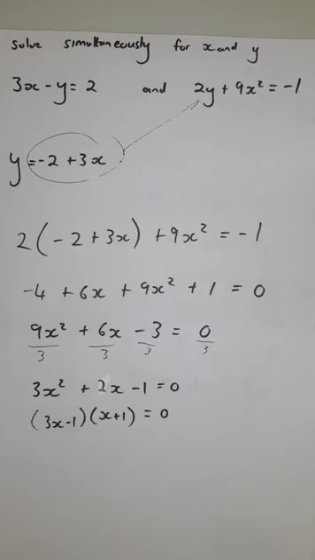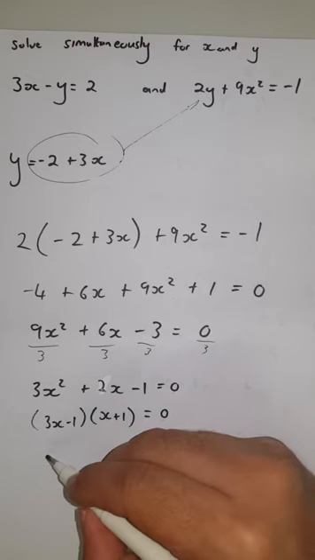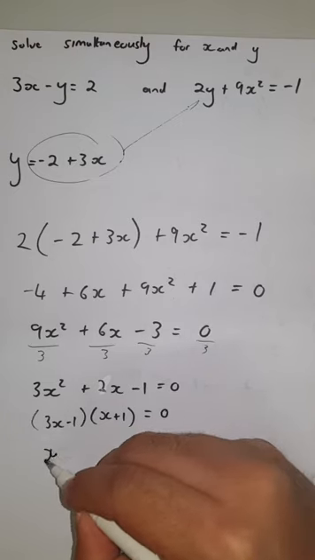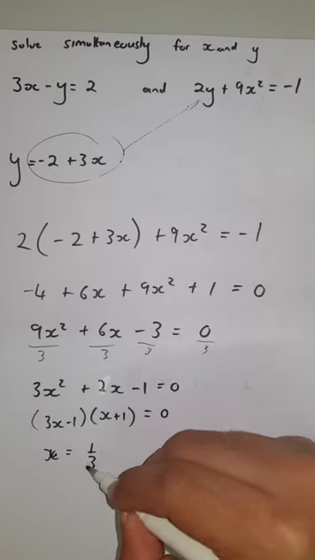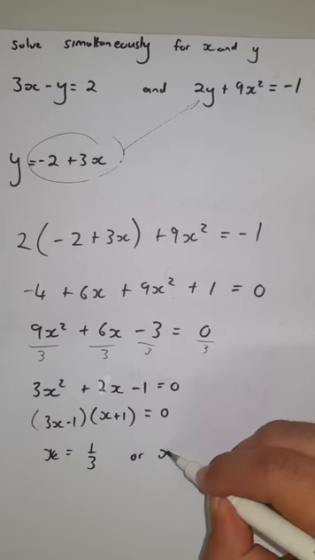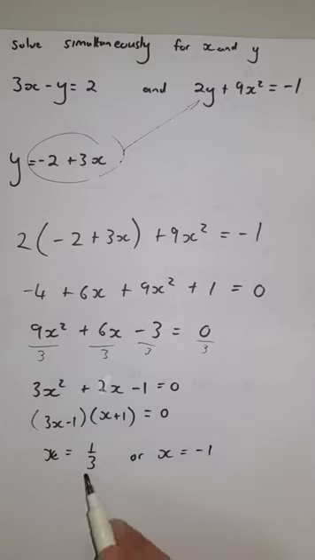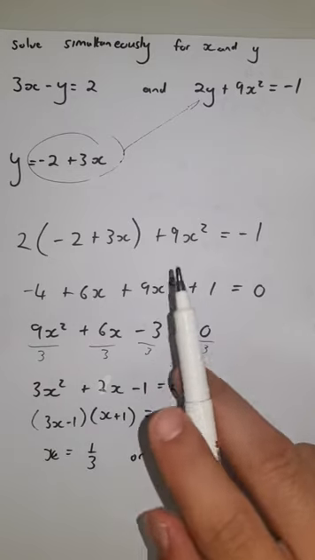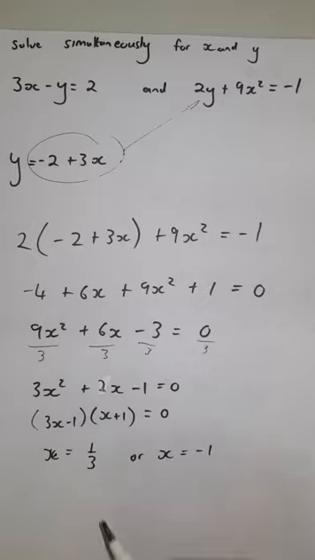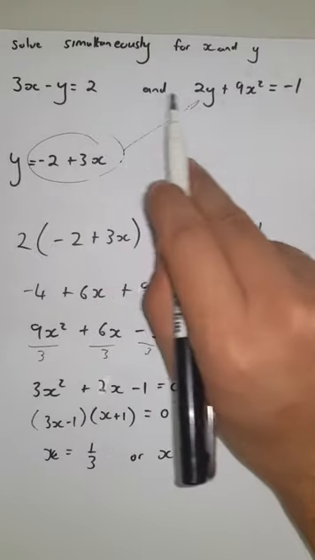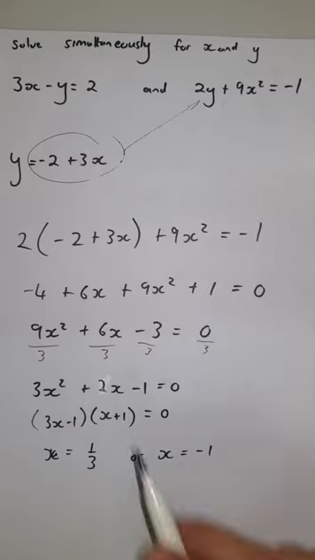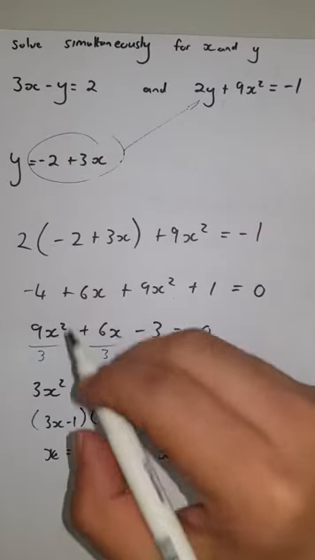Remember to work on your factorization. If you don't know how to factorize, I will post a video on factorization for you guys soon, which you can practice from. So x is equal to 1 over 3, or x is equal to minus 1. And from there we substitute our x values into the original equation to find y. We can choose any one of these. Either one would be fine. Let's go with that one because it's easier.